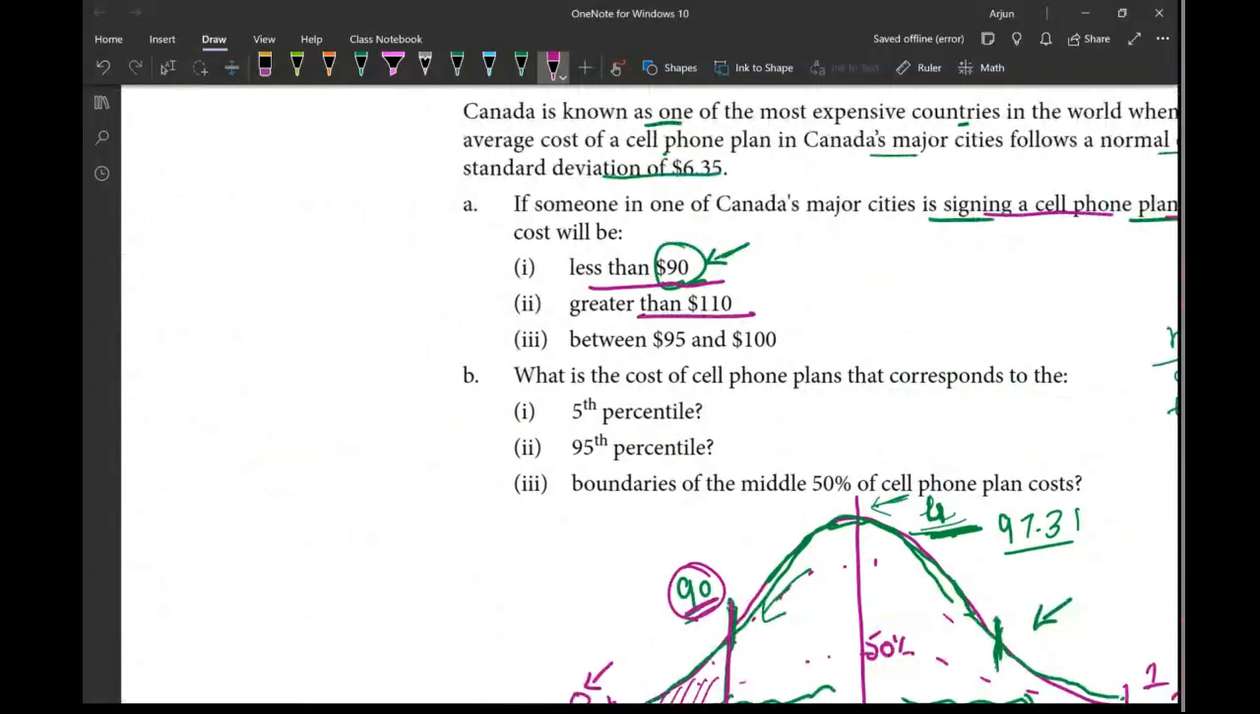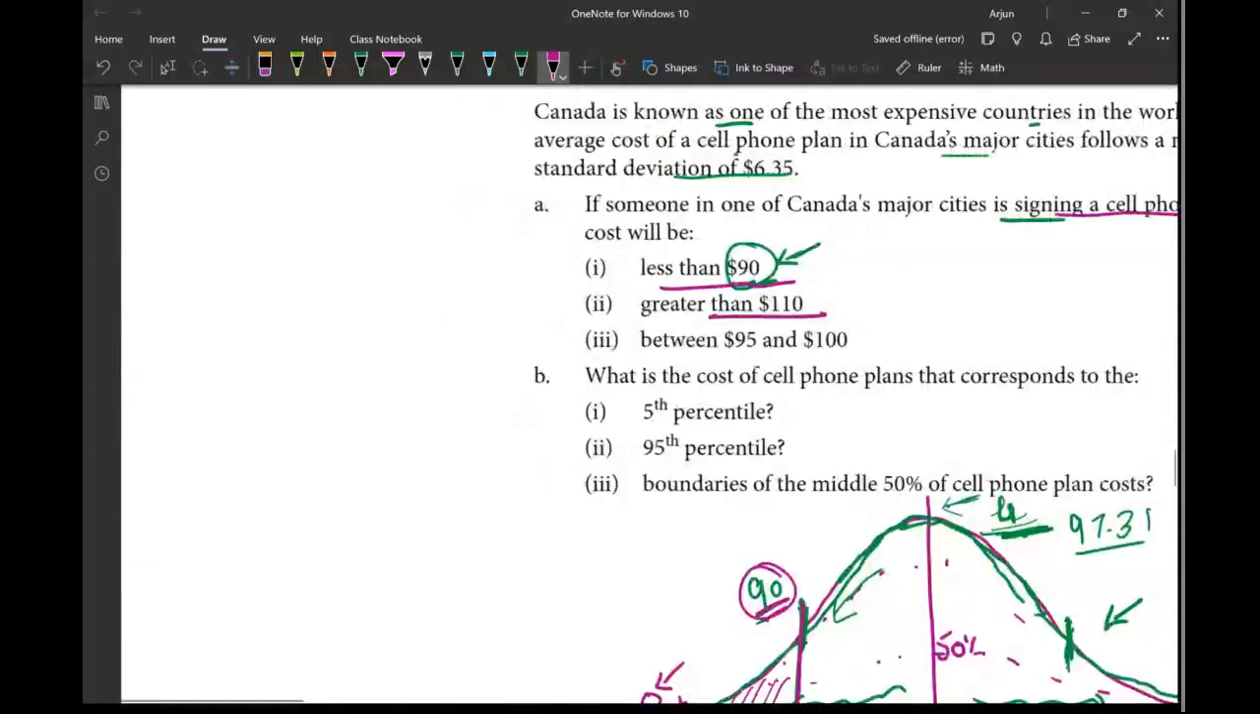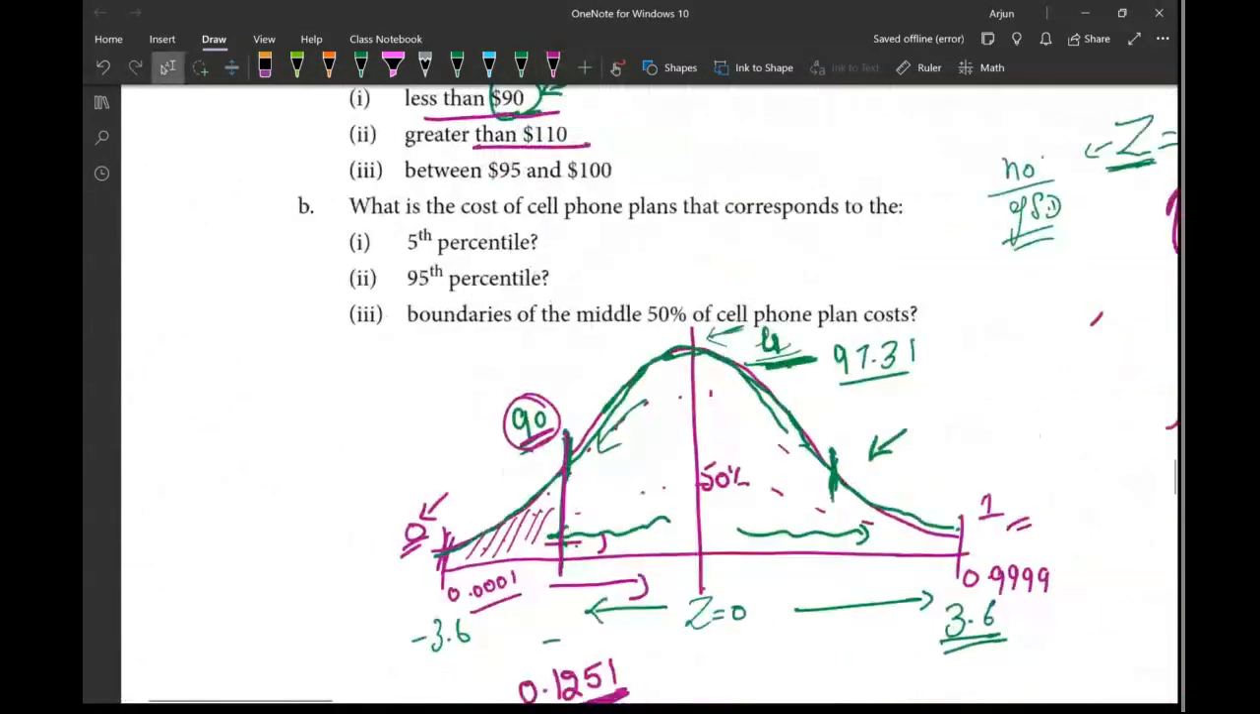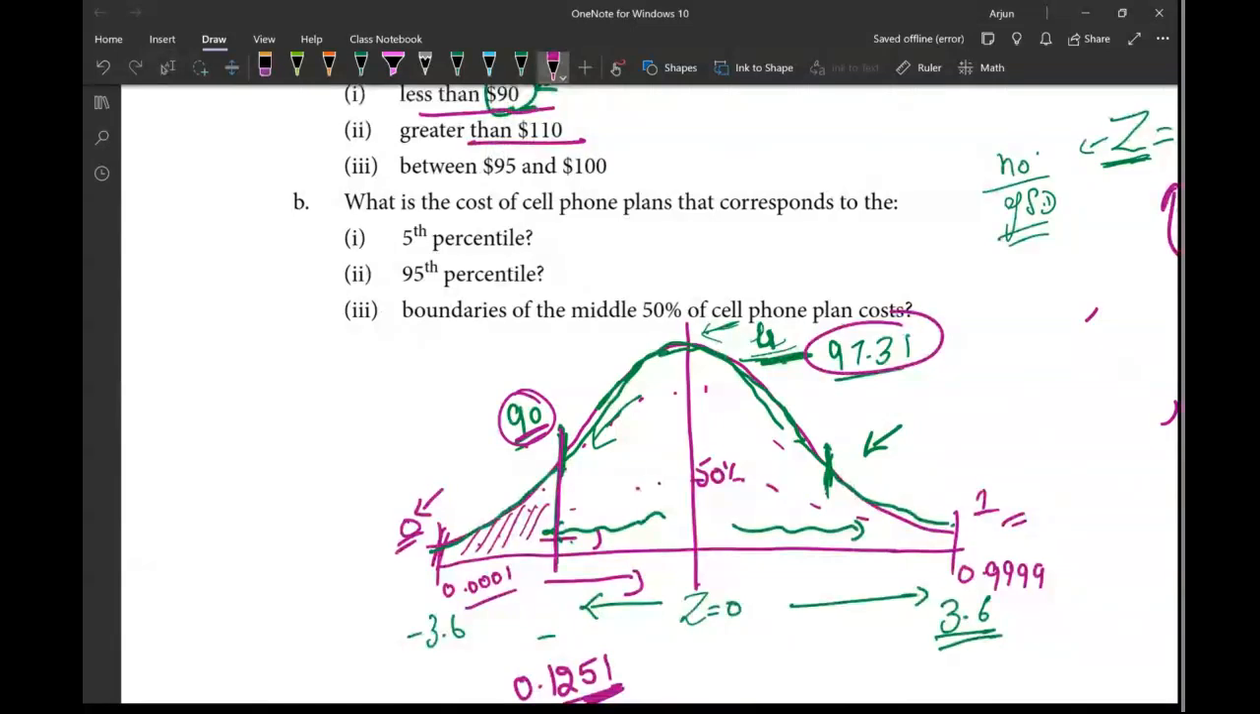Greater than $110, greater than 110. So obviously the mean value is 97.31. So 110 will be on this side, 110. And so I'm looking for probability for x greater than 110. That's what I'm looking for. So same process I'm going to repeat.